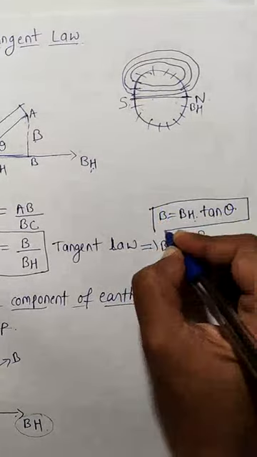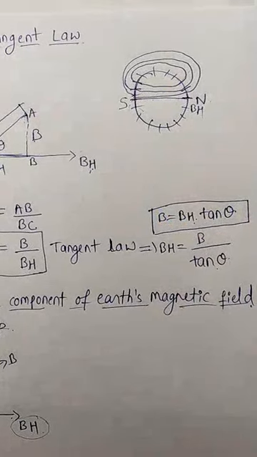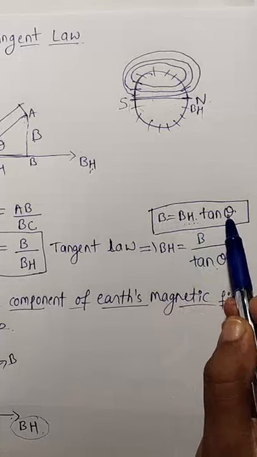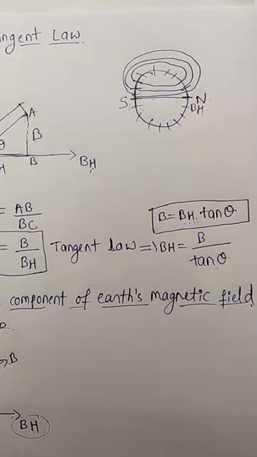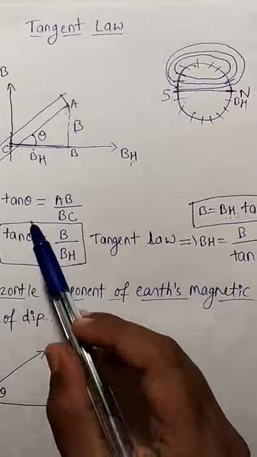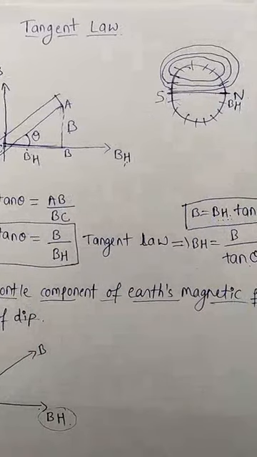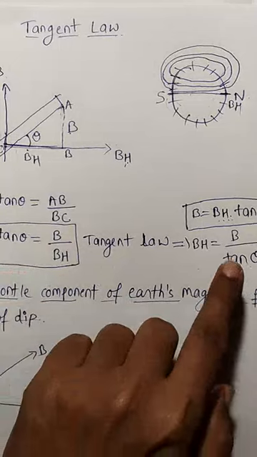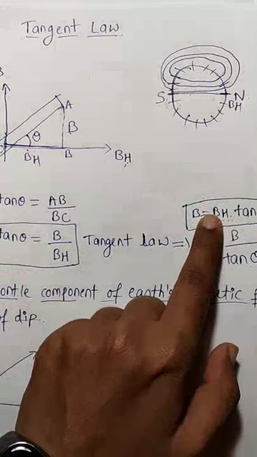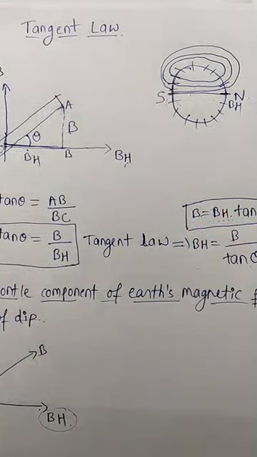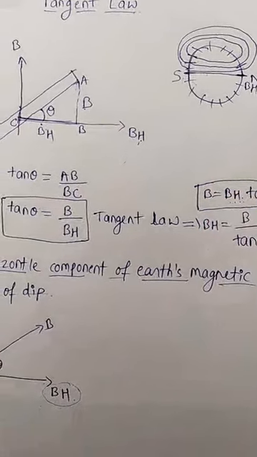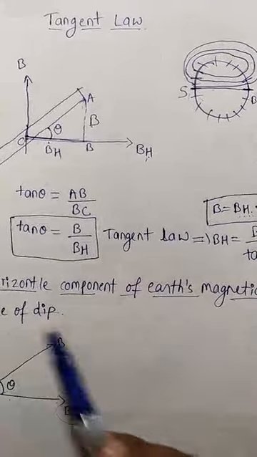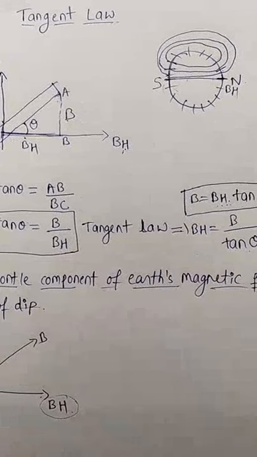This is also the equation we use in the Helmholtz galvanometer. So the magnetic field is equal to Earth's horizontal magnetic field into the tangent of the angle of suspension between the two magnetic fields. Out of these three, any one equation you can use to find all these things: use this equation for theta, this equation for BH, and B calculation we will do using this equation. This is very important for the further study of the Helmholtz galvanometer. So remember the tangent law, the horizontal component of Earth's magnetic field, and the angle of dip. Okay, thank you.